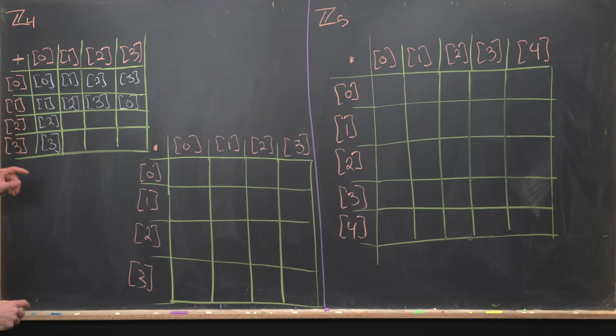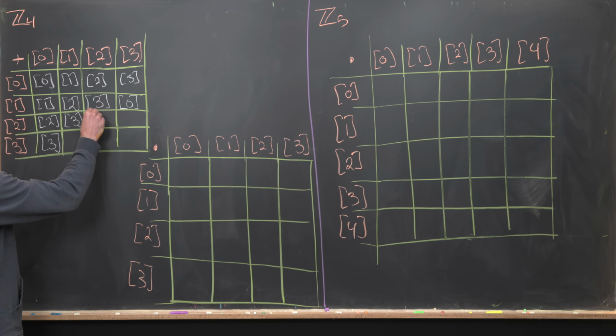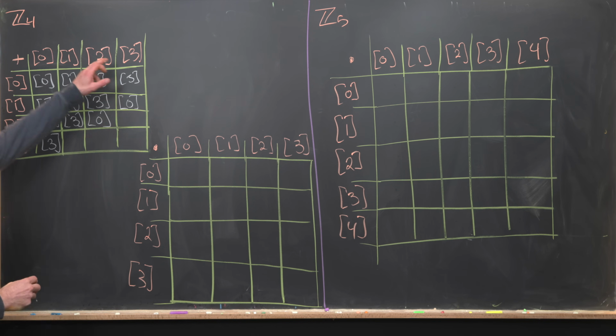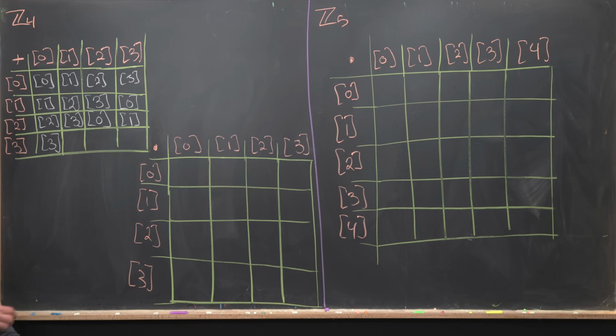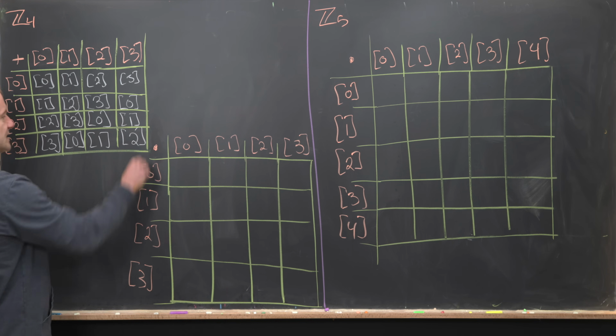Now we can start filling in the rest. So here we'll have the equivalence class of 3. 2 plus 2 is 4, so that's the same thing as the equivalence class of 0. 2 plus 3 is 5. That's the same thing as the equivalence class of 1. Next, 3 plus 1 is 4, so that's going to give us 0. 3 plus 2 is going to give us 1 because we get 5, which has a remainder of 1 when divided by 4. 3 plus 3 equals 6, so that's going to be the same thing as the equivalence class of 2.